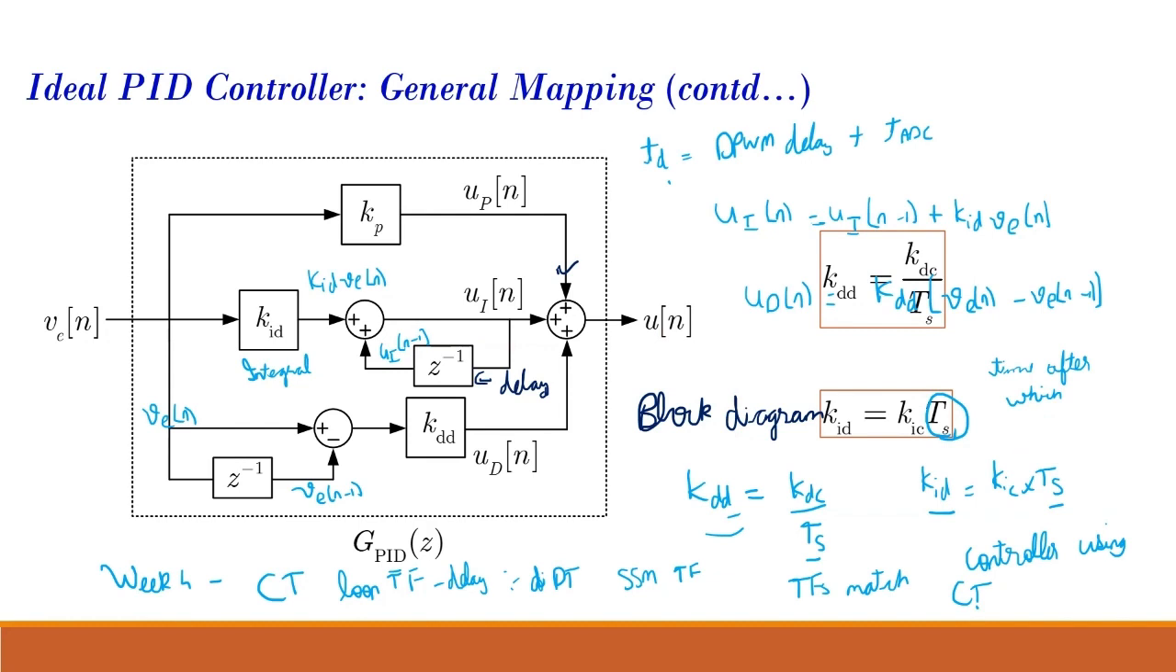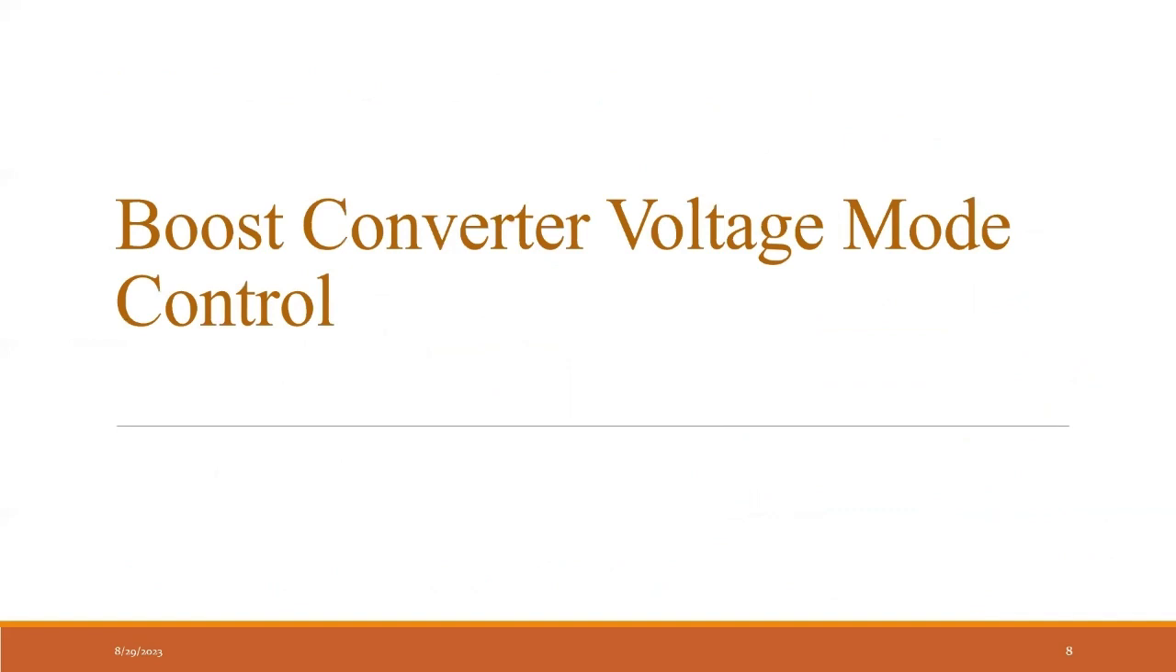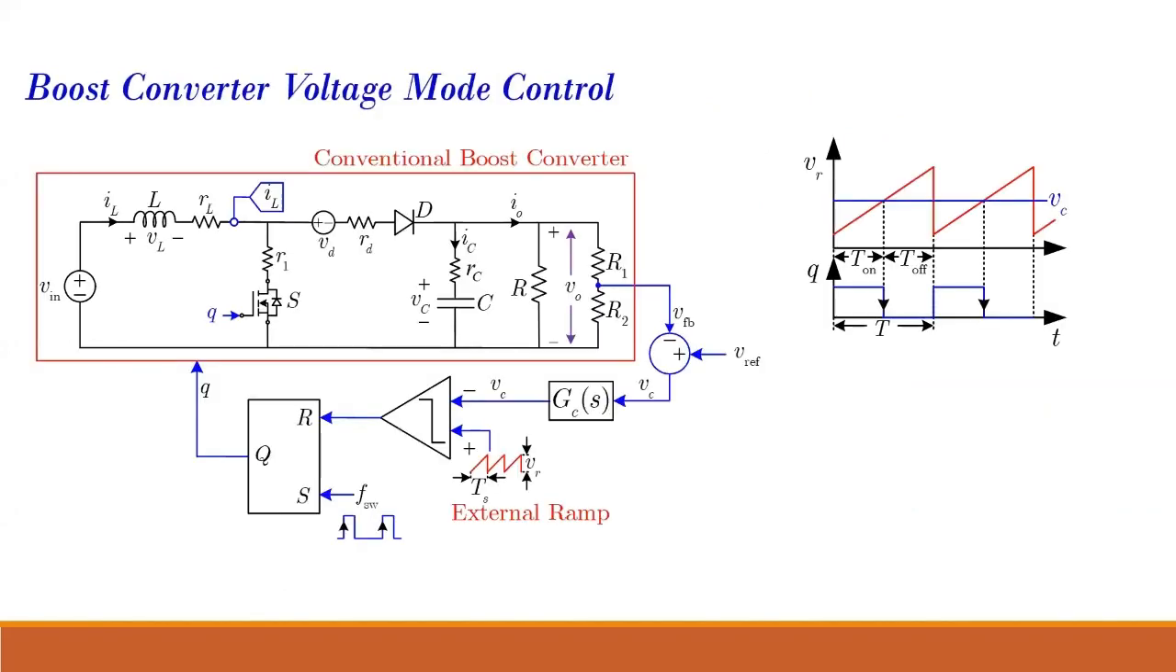Now we'll consider boost converter voltage mode control. This is how a boost converter looks, where we have considered various parasitic resistances, etc. And this is how the voltage mode control is implemented in the boost converter. We have a reference, and we subtract the feedback signal. That error goes to my controller, which generates a control signal.